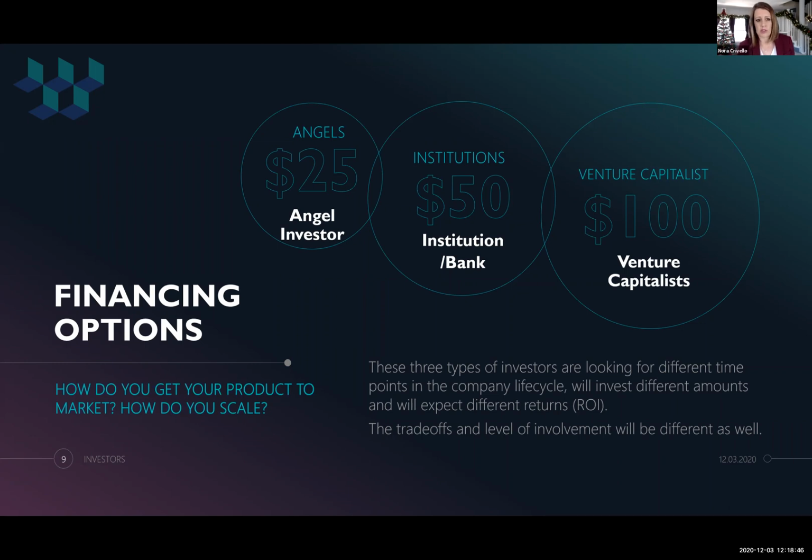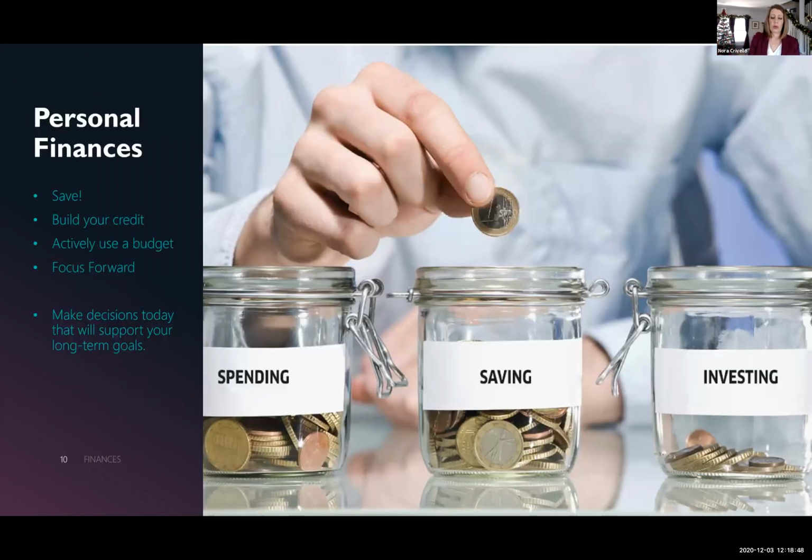Now, all of these investors are going to be looking at your personal finances. And again, this is all predicated on you starting your own business. So they're going to be looking at your personal finances. An investor is not going to give you their money if they don't feel that you have managed your money well.